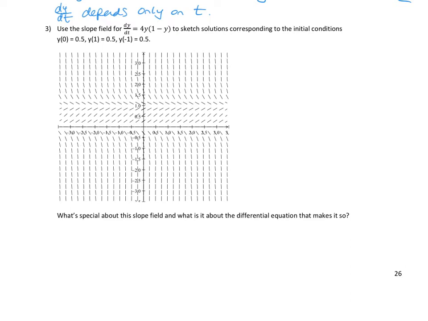What's special about this slope field? It's sort of the reverse of what was special about the last one. If you look along horizontal lines, the slopes are all parallel. The reason is that the differential equation, dy/dt, depends only on y. There are no t's in there, so the t value as you go left and right doesn't matter at all. Only the y value matters.